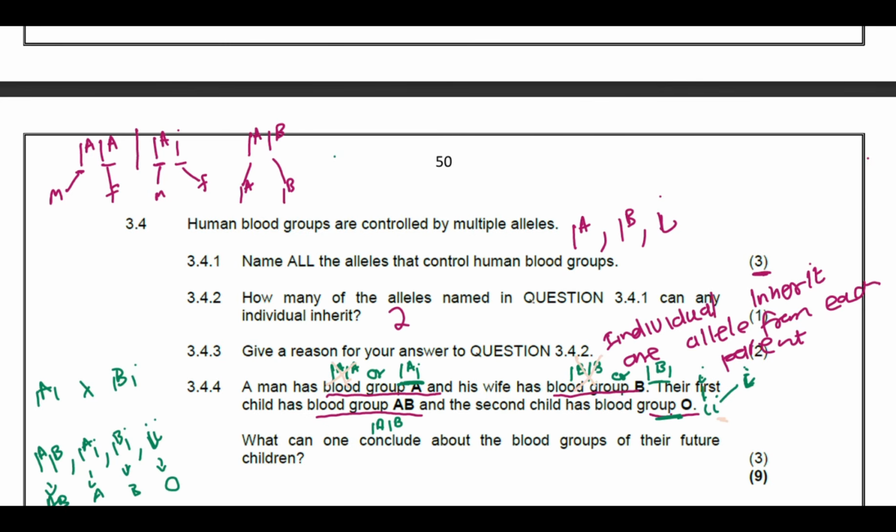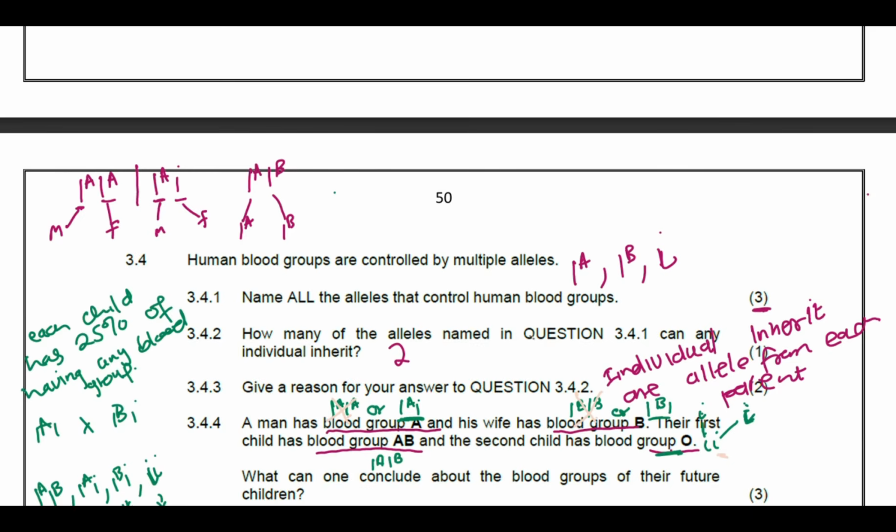So there's basically a 25% chance, guys, of this couple having a child with any blood group. Because out of the four, there is a 1 out of 4 chance that the baby will be blood group O. 1 out of 4, 1 out of 4. So there's a 25% chance. That's what we can conclude. There's a 25% chance that this couple may have children with any blood group.